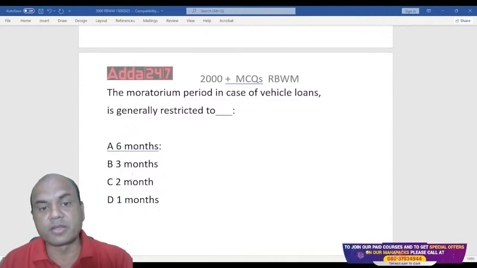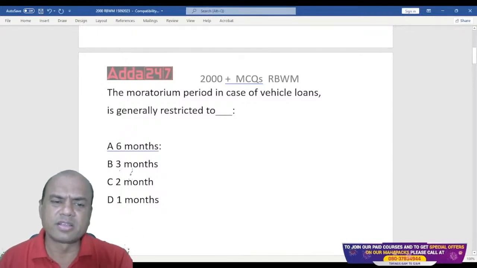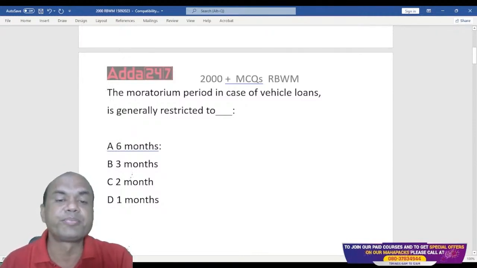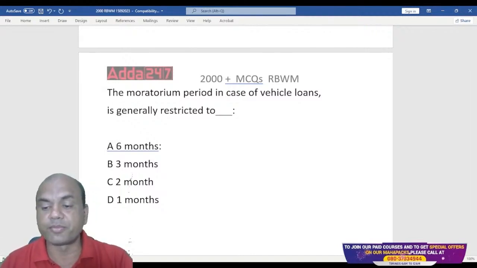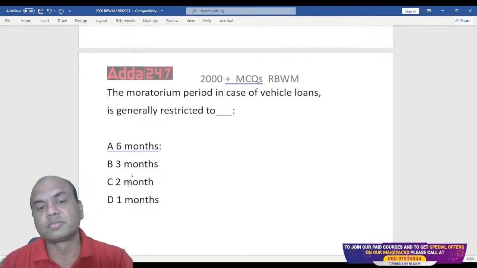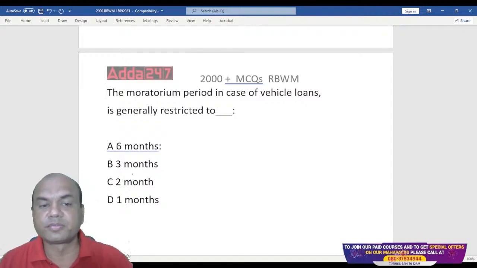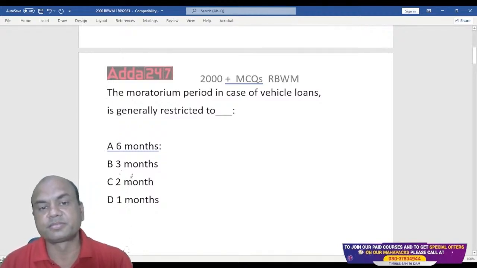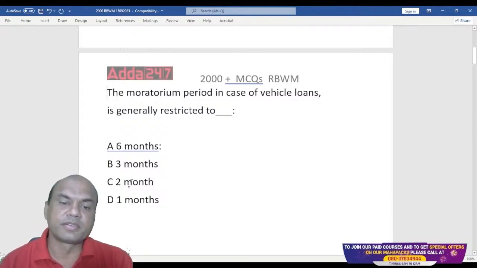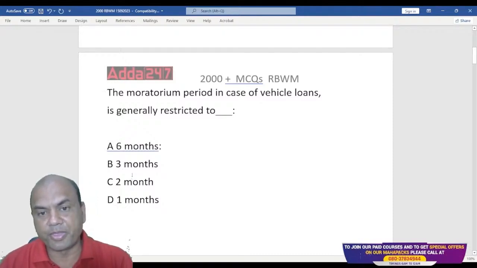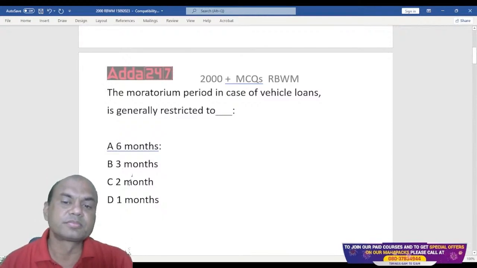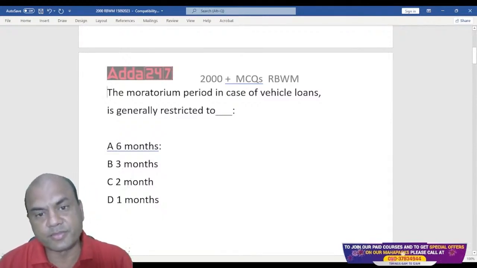Vehicle loans: 6 months, 3 months, 2 months, or 1 month. What is it? Let me see in the comment section what you are answering. We are considering vehicle loans over here. Everyone, answer fast. Vehicle loans, two-wheeler, car, basically these two loans. So it is given as.